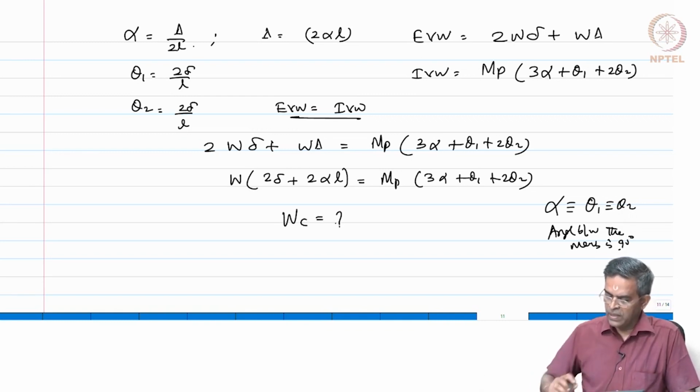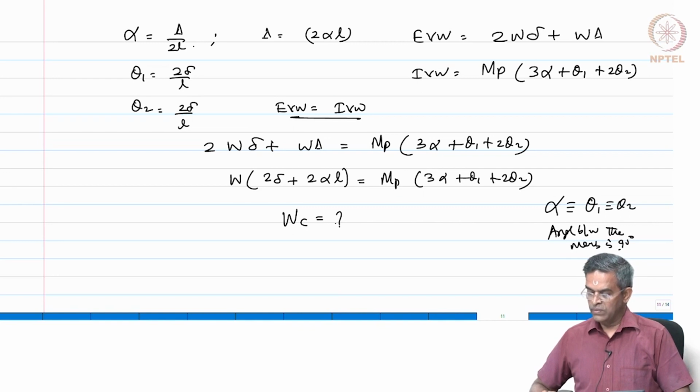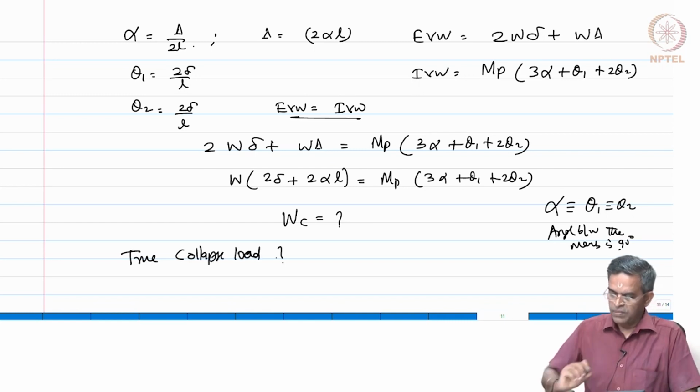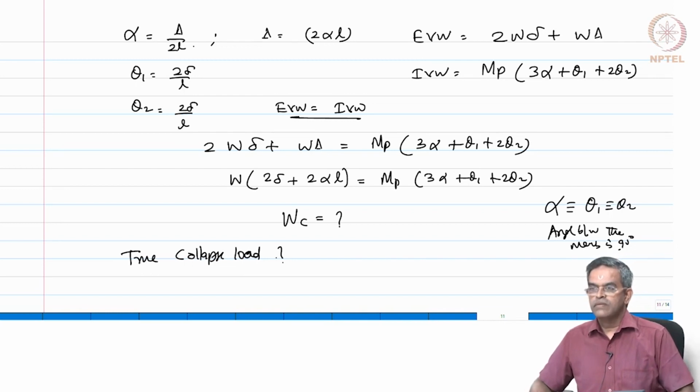We will give you the answer in the next lecture. What would be this value? Please work out this and check up and tell me what is the WC from the combined mechanism, and therefore, what is the true collapse load of this beam.